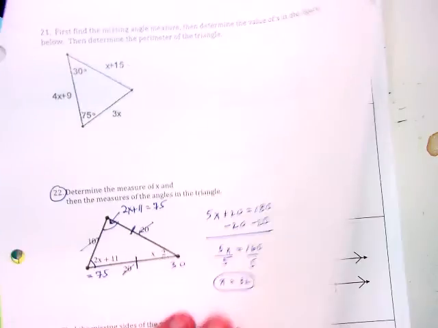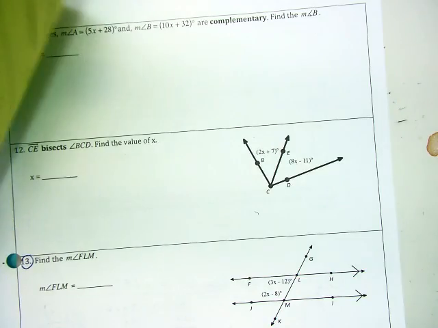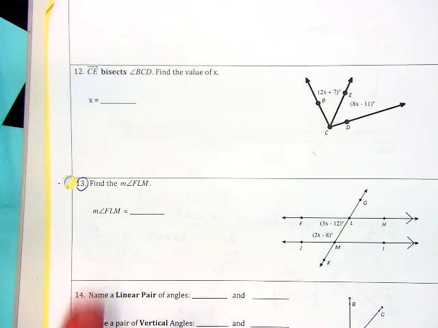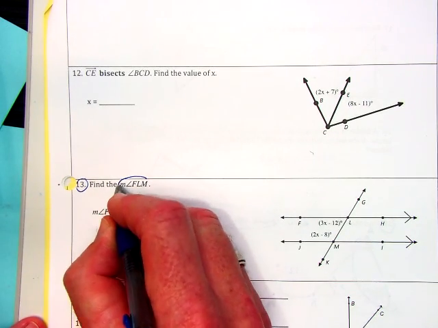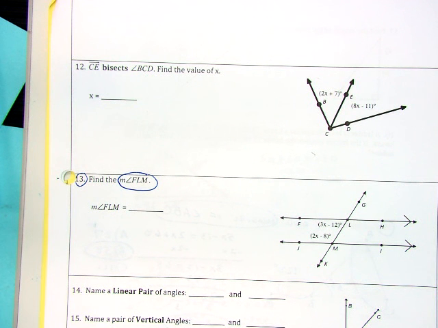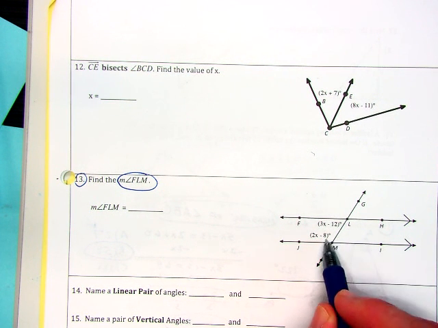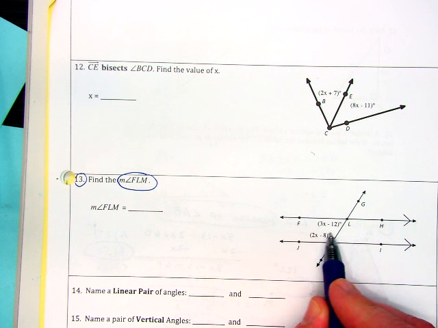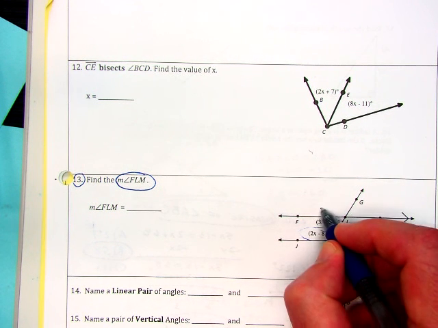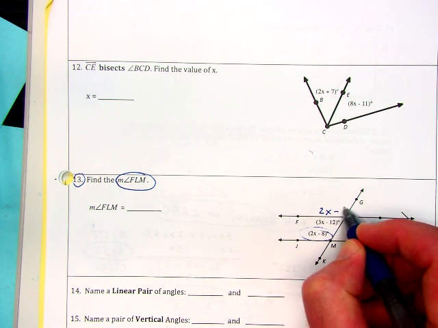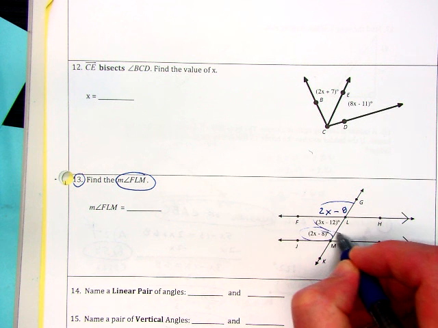Oh, the other one I did want to hit again, because we struggled a little bit with it, was number 13 in the packet. And this is find the measure of FLM. So it is not just find the value of x, and I got to caution you on that, because in standardized testing, you may think, oh, I'm done when I solve for x, but I'm not. Okay, so the question is, are these two equal? Well, they're same side interior, so they're not. But another way of thinking of it is I could copy this one up here. Okay, and then I realize that those are a linear pair.